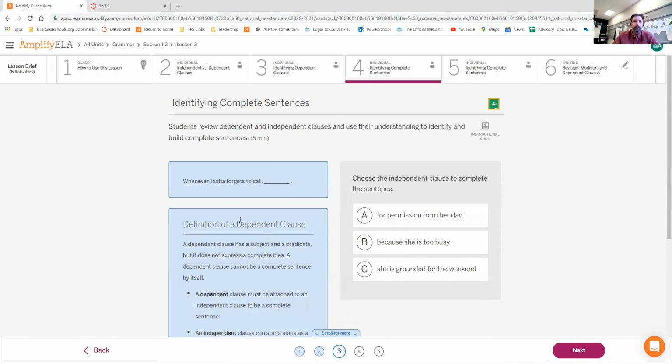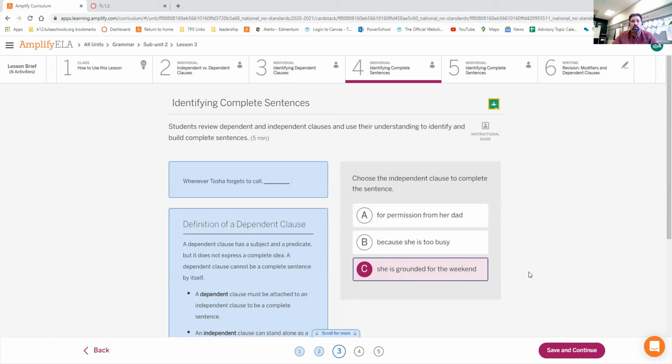Third one. Whenever Tasha forgets to call, now we have to add an independent clause to complete the sentence. Whenever she forgets to call for permission from her dad, nope, what about it? Because she is too busy, nope, not enough information. Because she's too busy, then still what happens? She is grounded for the weekend. When she forgets to call, she is grounded.